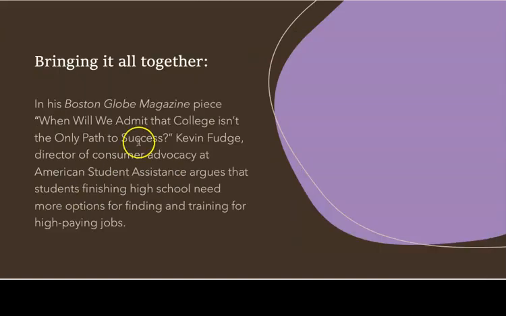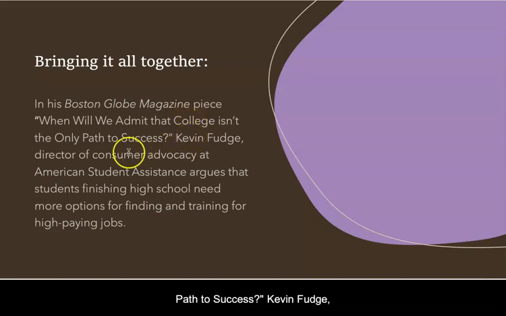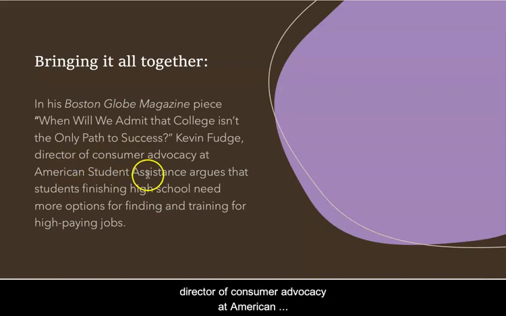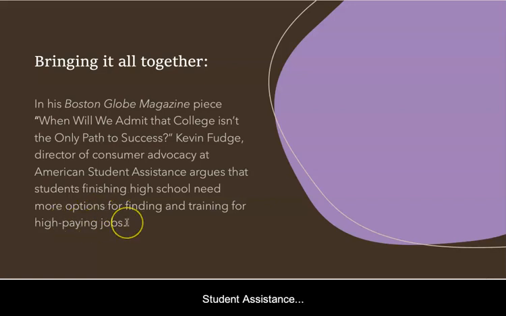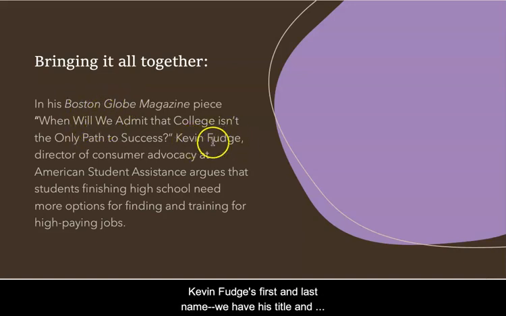All right. So I'm going to show how this all works when you put it together. I'm just going to read through this and show you what I'm doing here. In his Boston Globe magazine piece, "When Will We Admit That College Isn't the Only Path to Success?", Kevin Fudge, Director of Consumer Advocacy at American Student Assistance, argues that students finishing high school need more options for finding and training for high-paying jobs. Ooh, it's a mouthful, but see, we've got the name of the publication, the name of the article, Kevin Fudge's first and last name, his title, and then a little bit about what he's arguing.